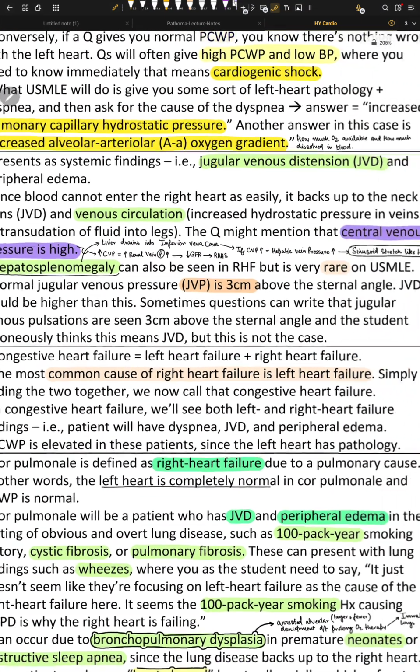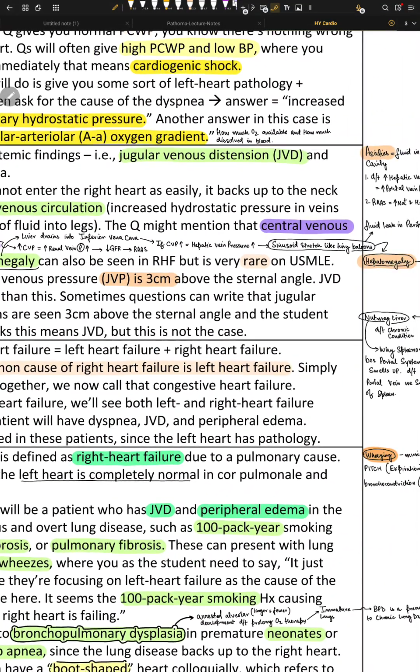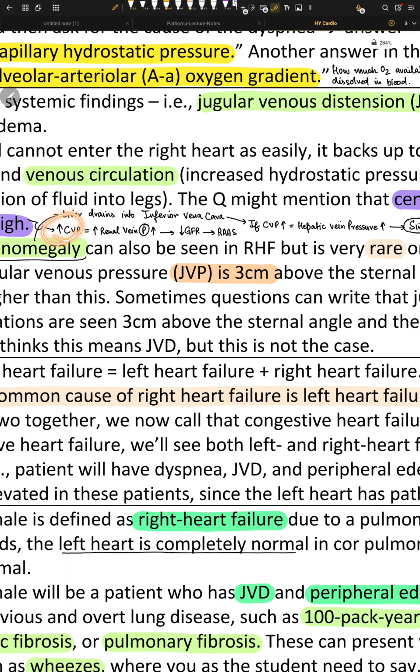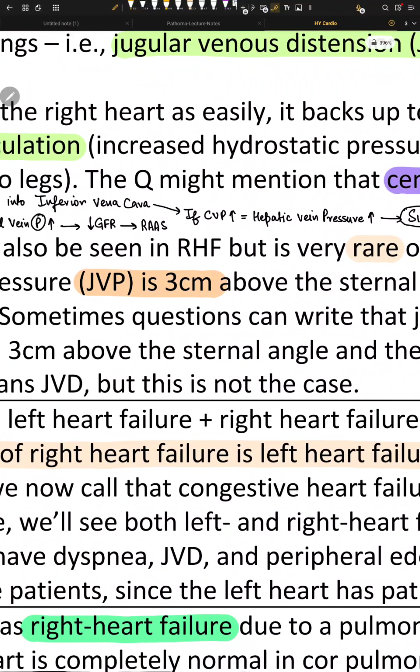So transudation of legs, of course, edema. The question might mention that we have increased pressure, right? So increased CVP, that's the central venous pressure, equals increased renal vein pressure. Then we will of course have less GFR. Once we have less GFR, the RAS system will be activated, and then we'll have compensatory mechanisms due to RAS.